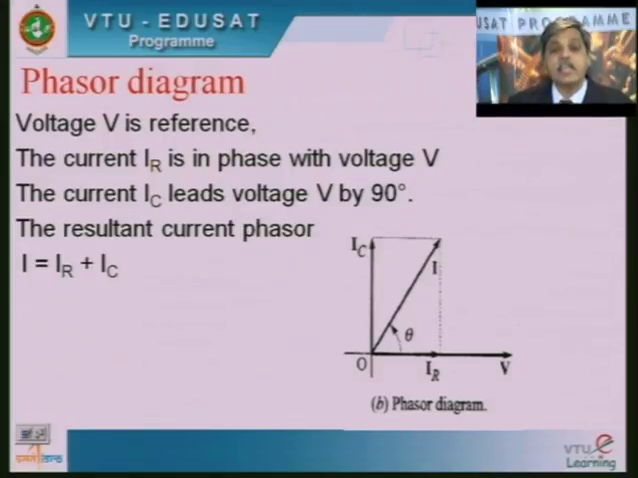If theta is 45 degrees, I will get a power factor of cos 45, which is equal to 0.707. If theta goes above 45 degrees, the value of the cosine decreases, and if theta becomes lesser than 45 degrees, the cos value will increase.